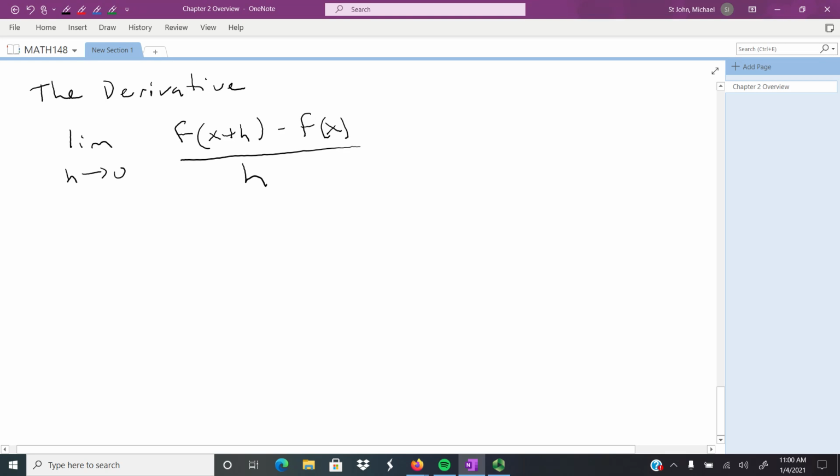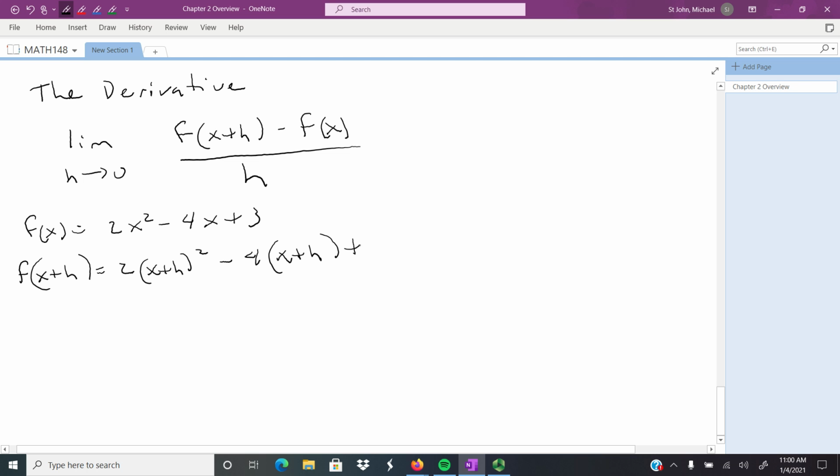So let's do another one, to see how this would work. We have f of x equals 2x squared minus 4x plus 3. So then we need to know f of x plus h, which is going to be 2 times x plus h squared minus 4 times x plus h plus 3. And so this will give us 2x squared plus 4hx plus 2h squared minus 4x minus 4h plus 3.